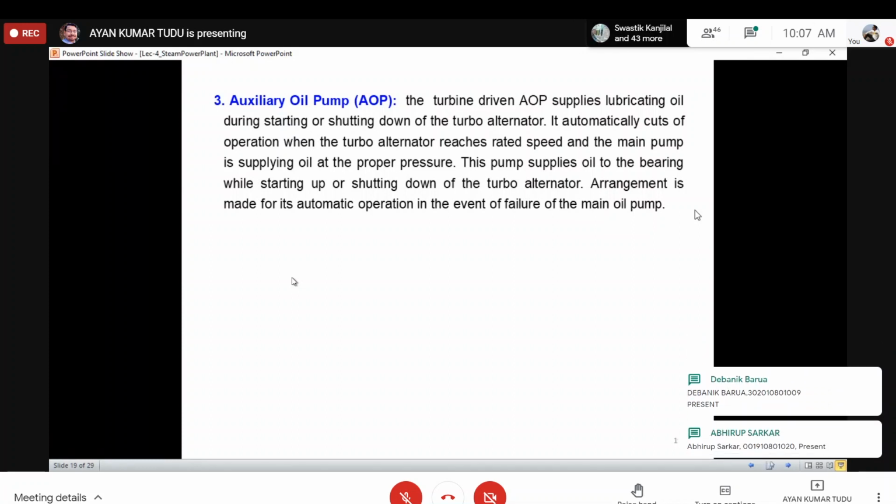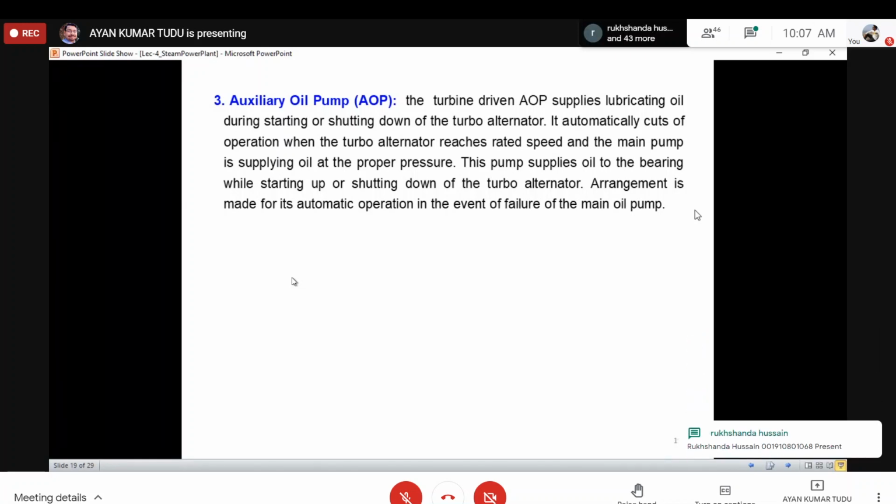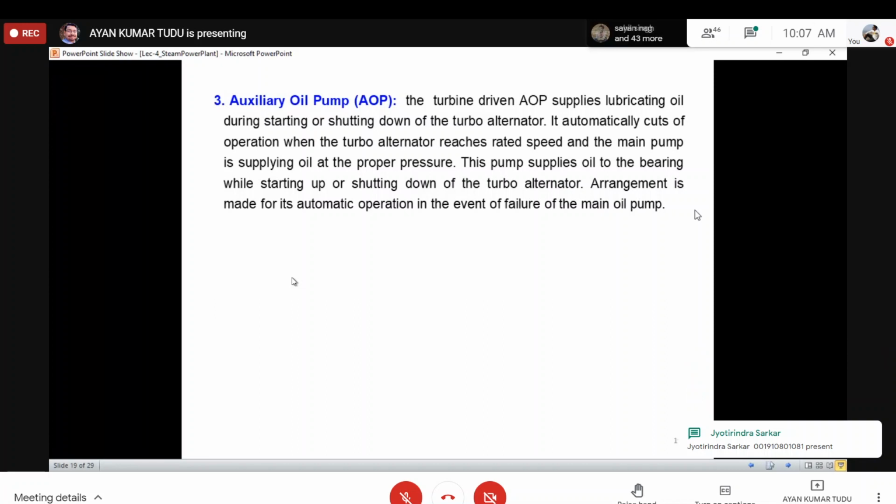And rated speed means obviously the alternator reaches its synchronous speed. Okay, so that's what we're talking about. And this pump is supplying oil to the bearings while starting or shutting down of the turbo alternator, and an arrangement is made for its automatic operation in the event of failure of the main oil pump.